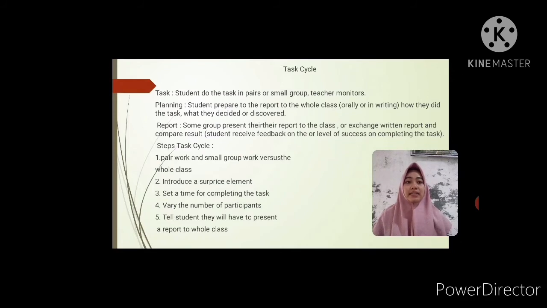And the task cycle has 5 steps. First is pair work and small group work versus the whole class. And then introduce a surprise element. And then set a time for completing the task. And then vary the number of participants. And the final is to tell students they will have to present a report to the whole class.